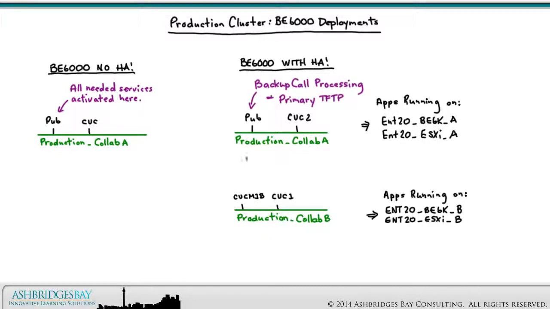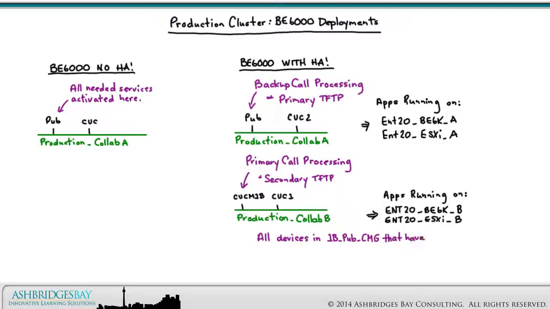CUCM1B will be our primary call processing server. This server will also be our secondary TFTP server. For this deployment, Cisco recommends all devices be registered to CUCM1B and the publisher be used as a backup. So we will have a single call manager redundancy group named 1B pub CMG that we will use for all of our devices. Why did we name CUCM1B 1B when we have no CUCM1A?